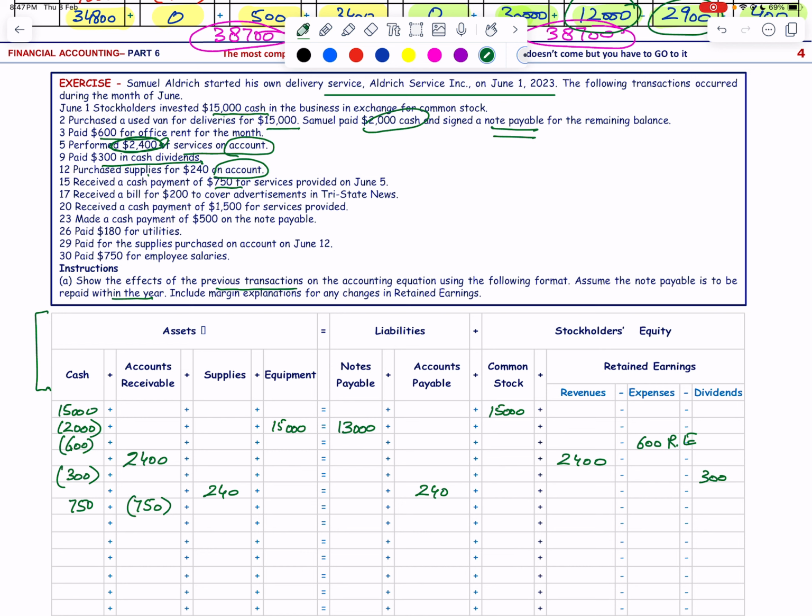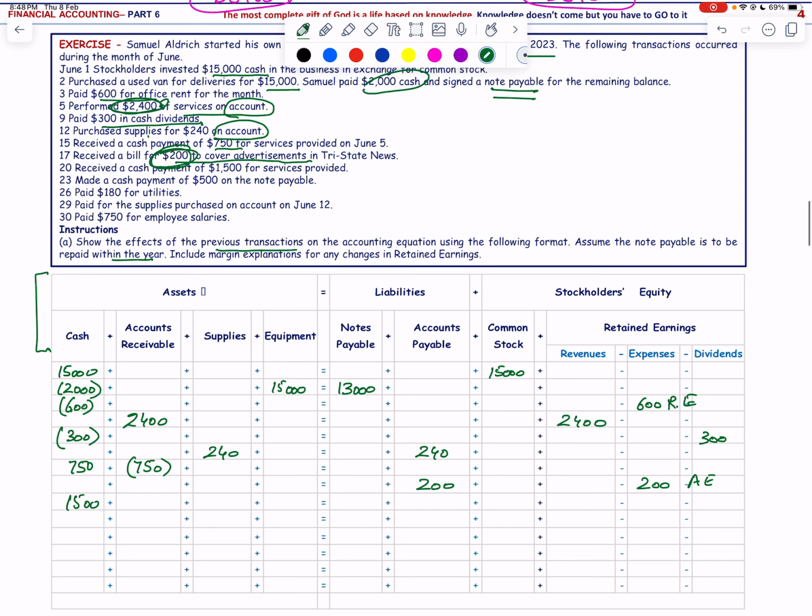Received a bill for 200 to cover advertisements in Tri-State News. We have received a bill. We have not paid it. And if we have not paid, our accounts payable is going to increase by 200, and the expenses are going to increase by 200, and this is advertising expense. Then received a cash payment of 1,500 for services provided. So cash is increasing by 1,500, and we are providing services, that is revenue for 1,500.